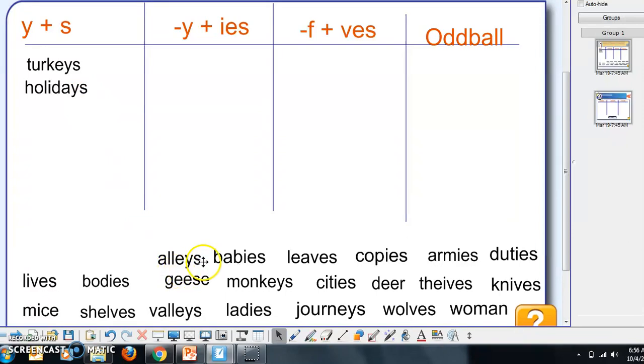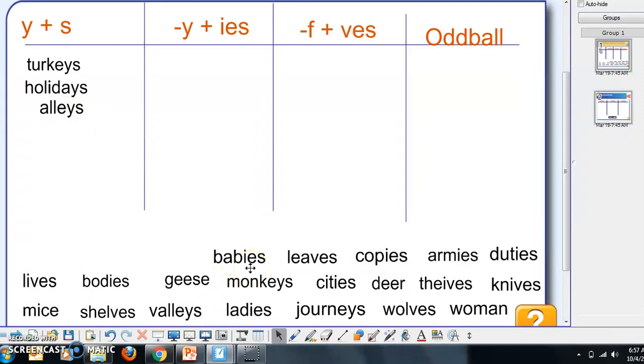Alleys. Alley is the singular word. To make it plural, we would have to add, you got it, an S. So alley should go under the Y plus S column. Let's take a look at the next word.